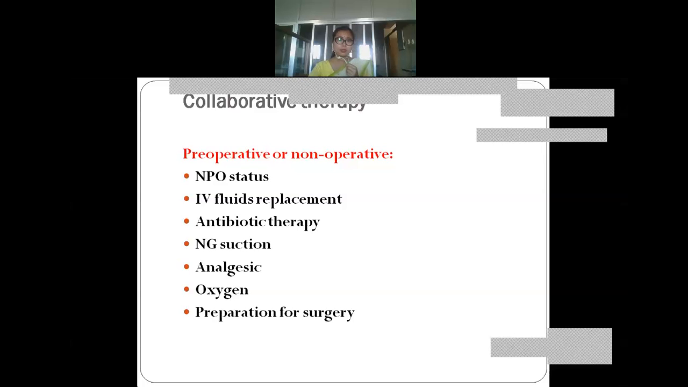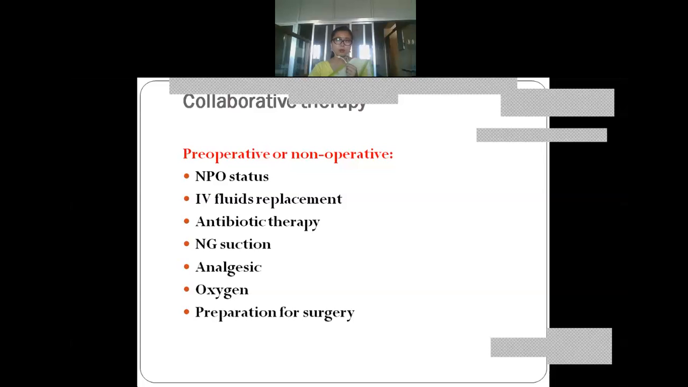So for that purpose, IV fluid replacement should be given and antibiotic therapy for any kind of infection, and NG suction, which means nasogastric suctioning. This is done to reduce the gastric distension. We can also give analgesic to reduce the pain, and oxygen. Supplemental oxygen should be given if the patient's oxygen saturation is less than 90%.